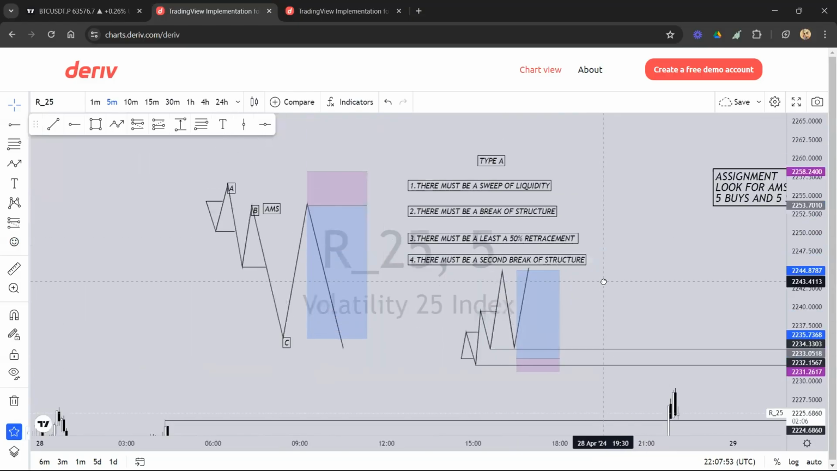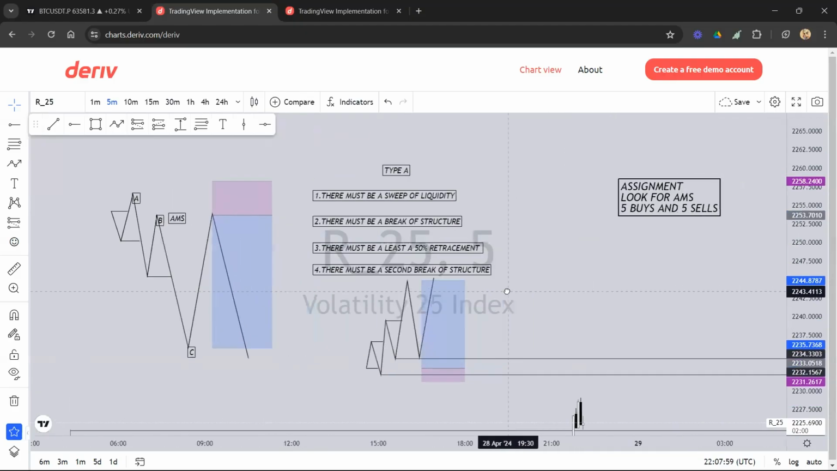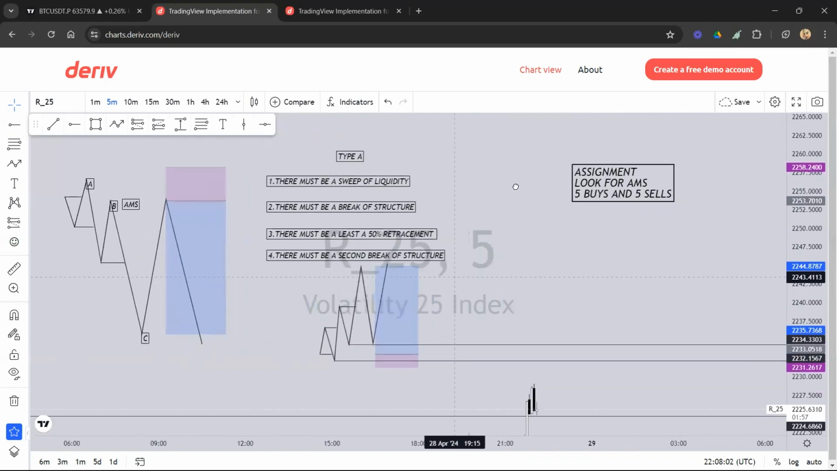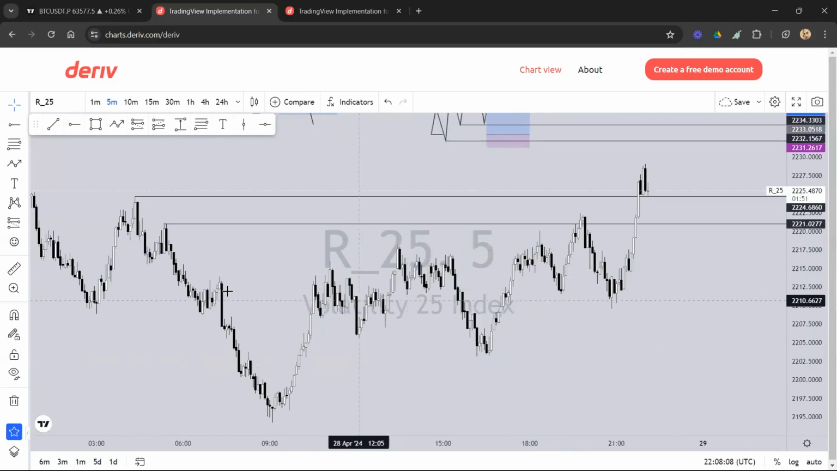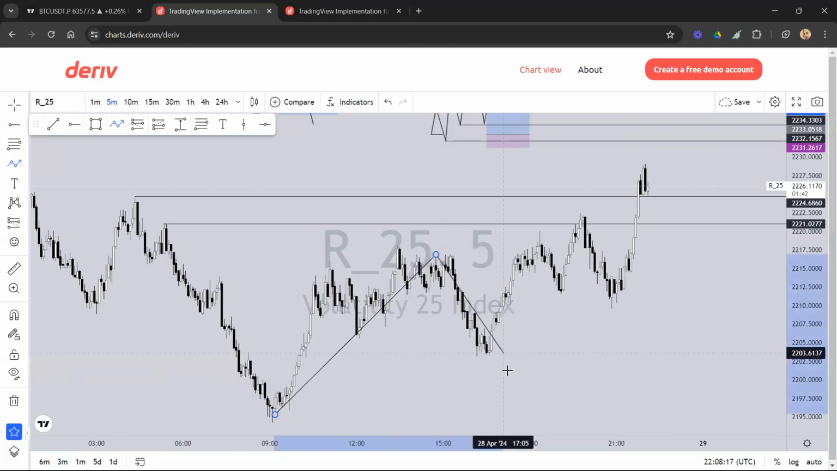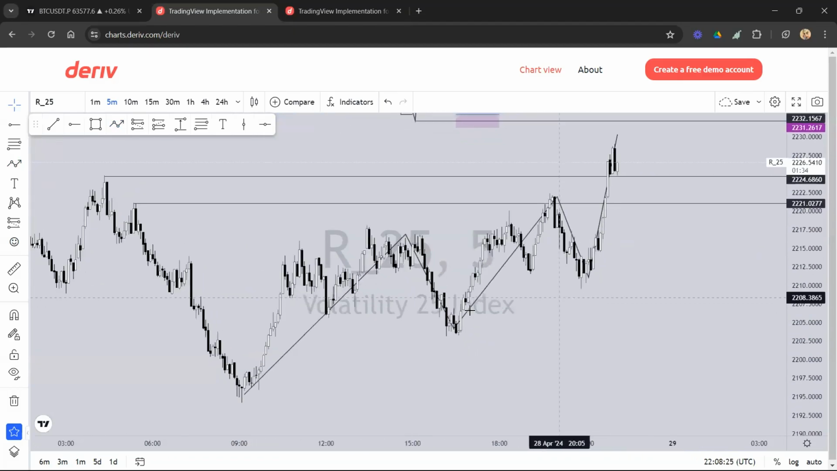Next class, can you draw a basic market structure on that chart that you have right now? Okay, let's see a basic market structure. This is an example of basic market structure. You can see it: up, down, up, down, up. Up. So you see it.